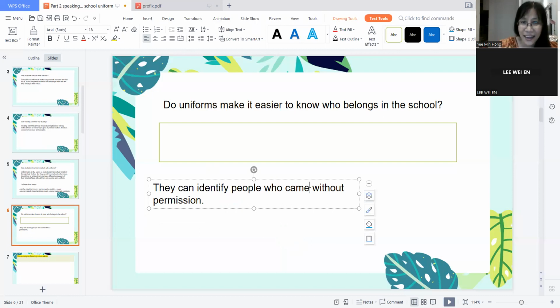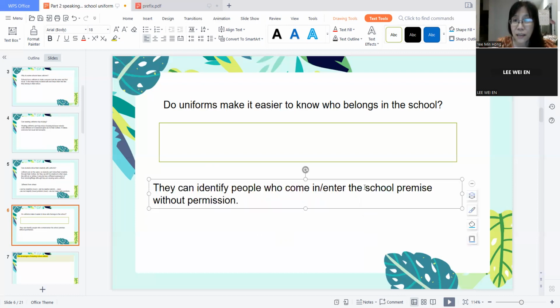Who come in or enter the school premise. You know what's the meaning of premise? School premise. You can write it down. What is the meaning of school premise? 学校的范围。 Yes, school compound. Premise means compound. So you can use this one, the school premise. Premise means compound. Compound means premise. Okay, without permission. They who come in the school or who enter the school premise without permission.